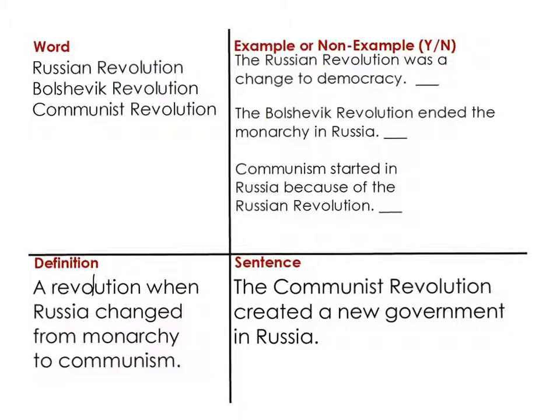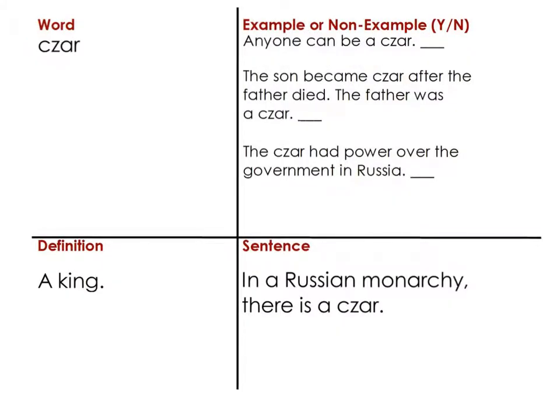You decide yes or no. Here's the next sentence. The Bolshevik Revolution ended the monarchy in Russia. Finally, communism started in Russia because of the Russian Revolution. Let's go on to the next word. I say it and then you say it.